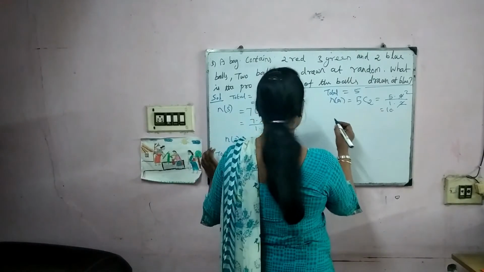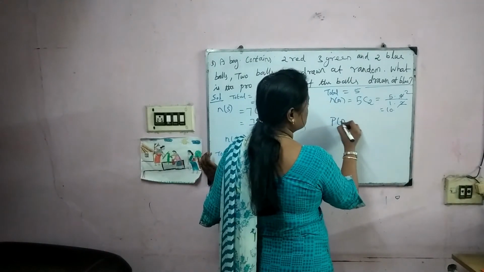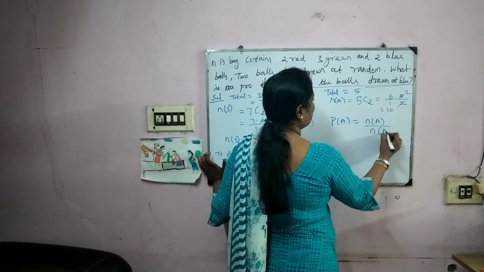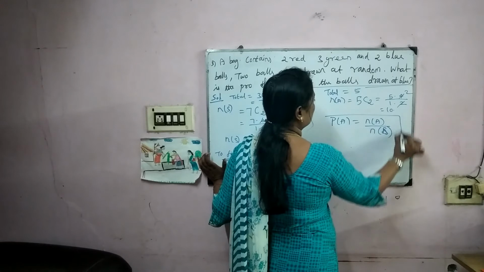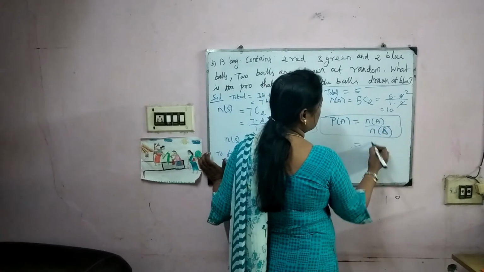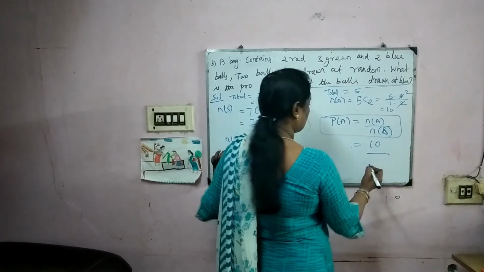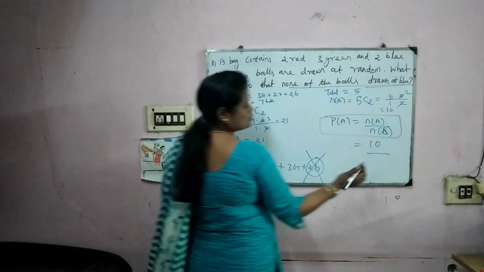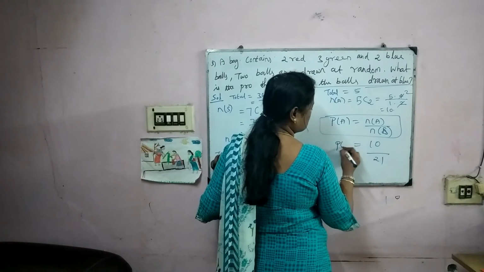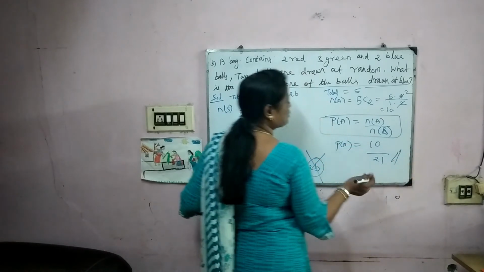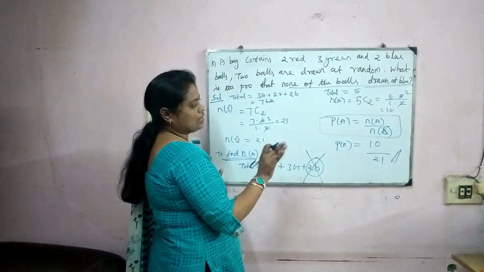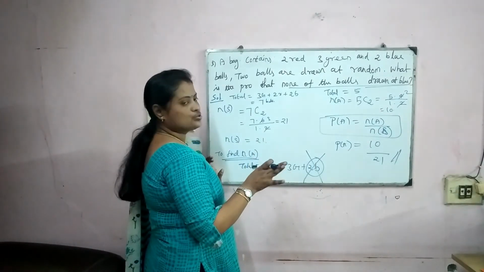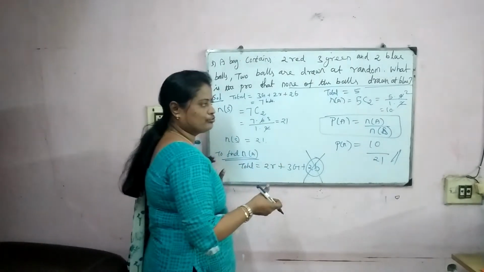Okay, next P of A, probability. P of A is equal to N of A divided by N of S. That is favorable number of outcomes divided by total number of outcomes. The favorable number of outcomes is 10. The total number of outcomes is 21. Therefore, P of A is equal to 10 by 21. If you want, you can use your calculator. Otherwise, you leave it. P of A is equal to 10 by 21. Whatever it may be, they will give you full marks.